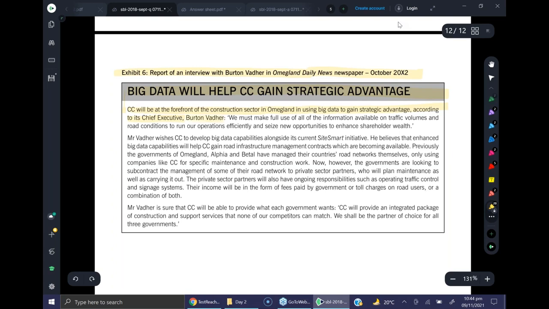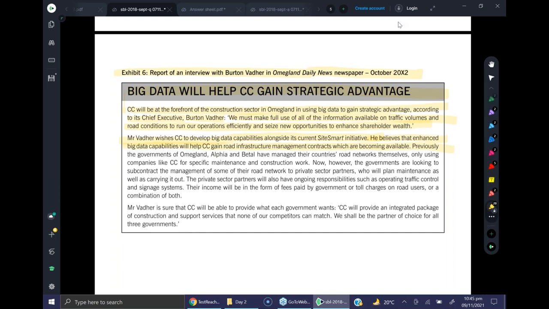Burton says we must make full use of the information available on traffic volumes and road conditions to run our operations efficiently and seize new opportunities to enhance shareholders' wealth. Mr. Vader wishes CC to develop big data capabilities alongside its current Site Smart initiative. He believes that enhanced big data capabilities will help CC gain road infrastructure management contracts, which are becoming available. How? Because big data helps you to identify what customer wants, the patterns are identified, right, which can help you to forecast your demand, etc., and arrangement for resources. So all of these things.